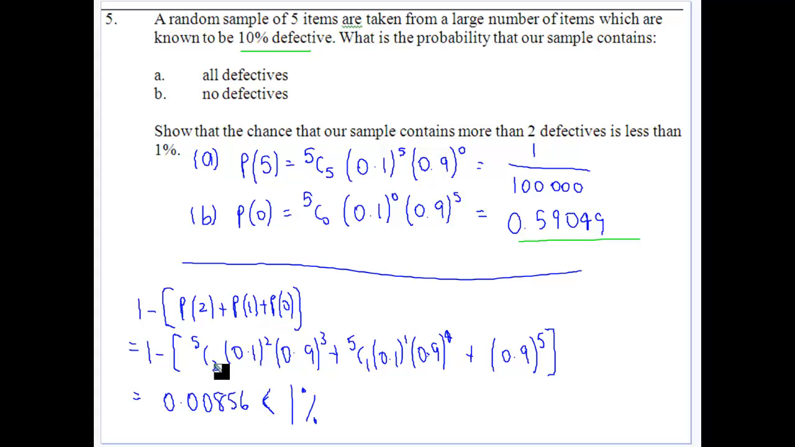So it gives us 1 minus 5C2, the 0.1, 10% chance, to the power of 2, 90% chance to the power of 3. One defective is your 10% to the power of 1 and your 90% to the power of 4. And no defectives, as we saw, was the 90% to the power of 5. Do our calculation. There we get 0.00856, which is less than 1%, which is what we needed to find and show.